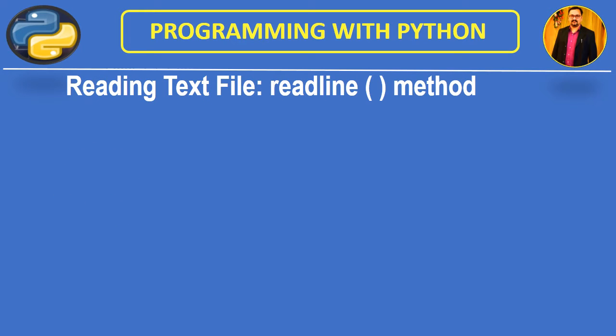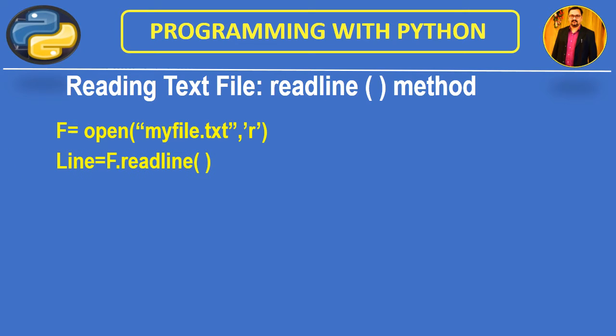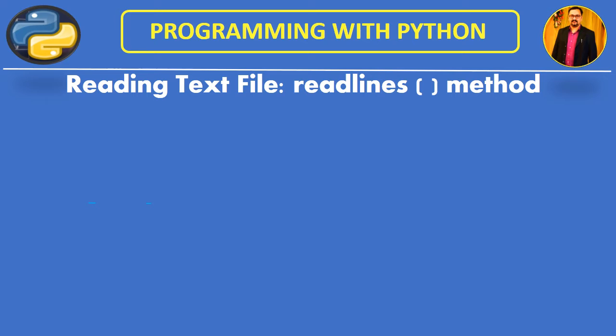Now the second method you can see here, reading one line at a time. Here again, f file object equals open myfile.txt in reading mode. Again the same file I am opening, and in the second line I am executing the readline method, and this readline method will read one line at a time in this line variable, and then you can display this line using the print function, and then at the end you have to close the file, you know it.